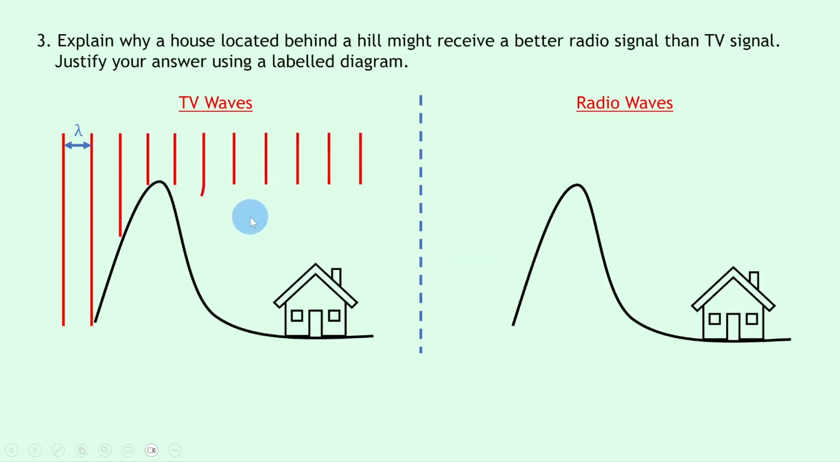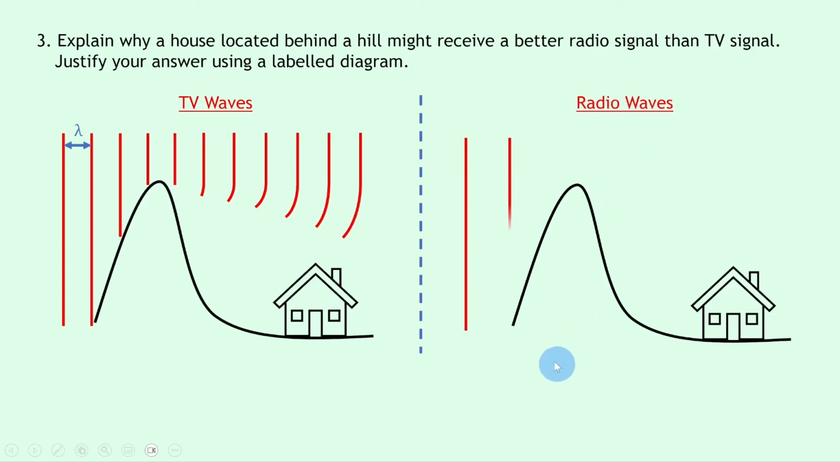And then we can start adding curves onto the end of the wavefronts here to show the diffraction taking place. So notice how the waves become more bent as they get further away from the hill. Now we've just sketched the diffraction diagram for TV waves, which have a slightly lower wavelength than radio waves. So let's show how the diffraction diagram for radio waves will differ.